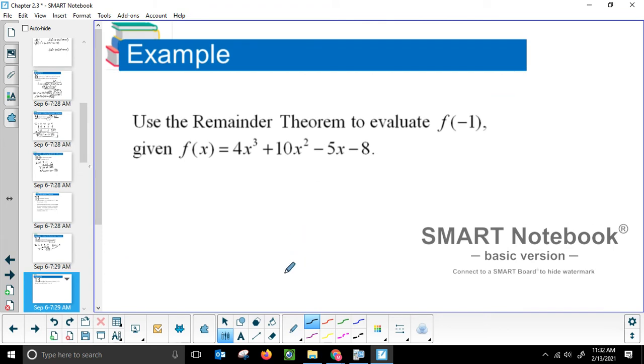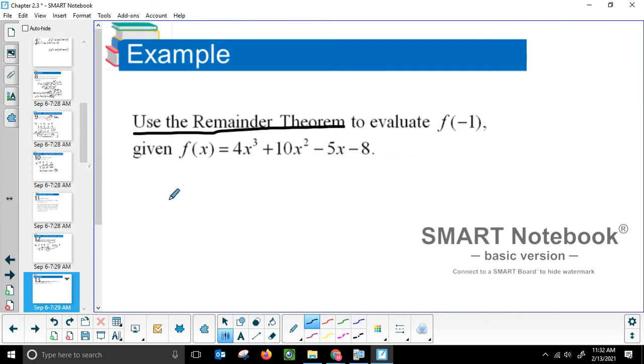All right, so let's do it again. Here would be a good spot for you to practice. I would hit pause on this video and try this yourself. All right, again, it's very easy to plug negative 1 in here. Don't do it. If it tells you to use the remainder theorem, you must use the remainder theorem.